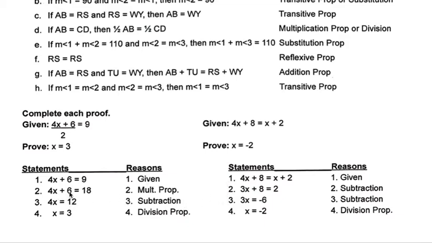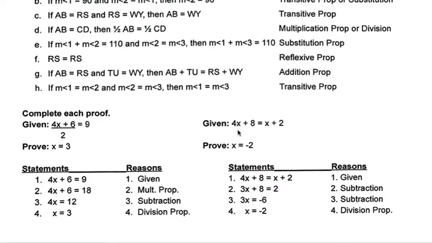And then I can take my 6. It says plus 6. I'm going to subtract 6 from both sides. That's how you get the subtraction property. So I get 18 minus 6 is 12, so 4x equals 12. And then my last step, of course, I am going to divide here. So I get x equals 3 because I divided both sides by 4, and I get the division property.